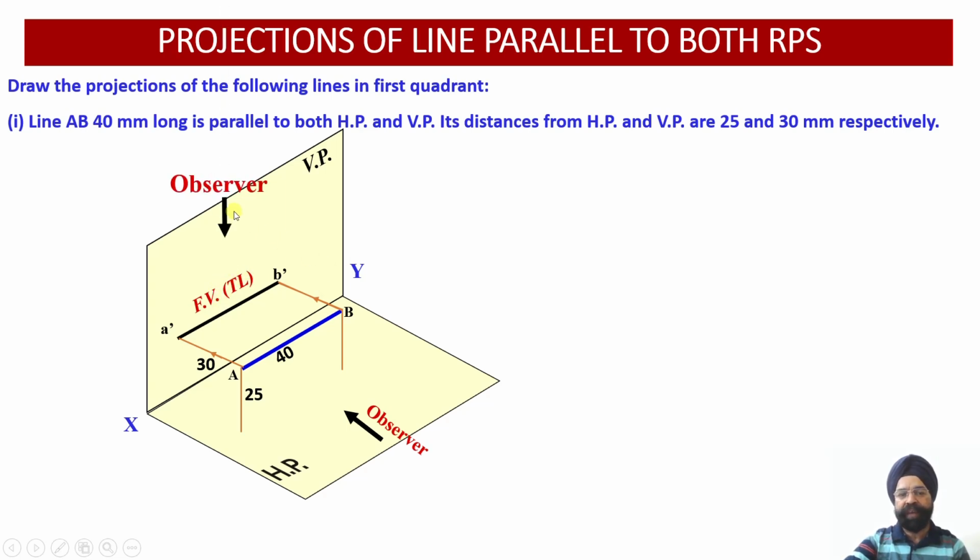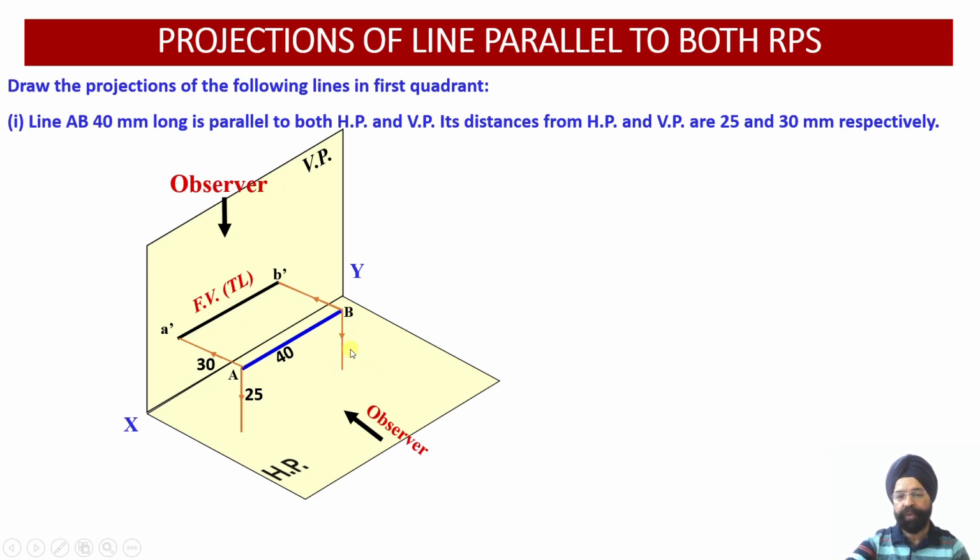Similarly, now I want to look at this particular line from the top. As the observer is looking at this line from the top, the projections which will be obtained will be on the horizontal plane. As I am looking from the top, the name of these projections will be top view projection. So please check, the projector lines from A and B will converge on the horizontal plane at small a and small b points over here.